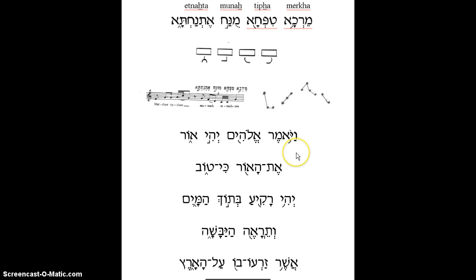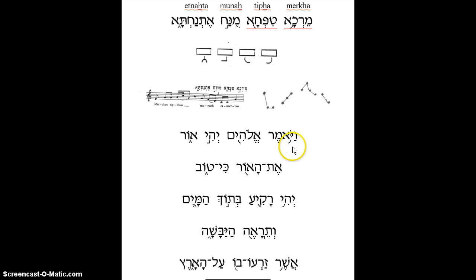Alright, so now it's time to apply the trope to the words, because after all, this is really the hard part. So the first thing you'll want to do is read the words and make sure that you can read them correctly. So let's just read this first line. Vayomer Elohim Yehi Or. Alright, and we look at the trope marks. You sometimes don't get all the trope, but in this first example, we do have all the trope marks for this group. So it's Merkha, Tipha, Munach, Etnachta.